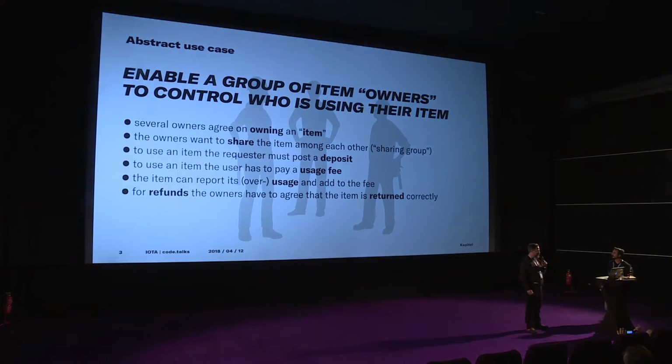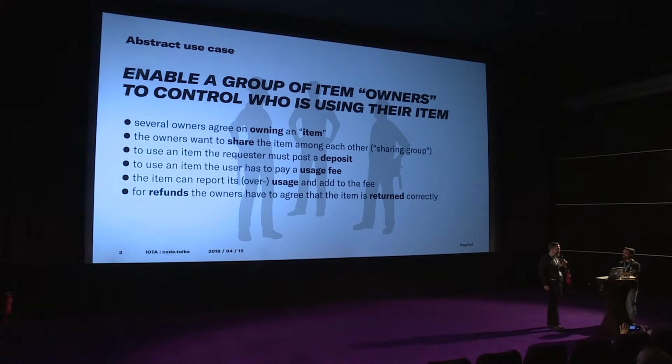What we're doing today is we want to show you how we have invented a use case, more or less an abstract use case, with which we can enable a group of items, so-called owners, to control who is using their item, which sounds a little bit abstract. I will just give you an idea. Let's imagine that several owners agree on owning an item, whatever an item is, I will show in a minute. The owners want to share the item among each other. They are forming a so-called sharing group.